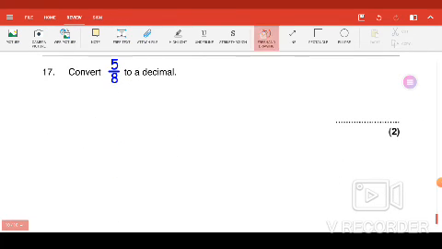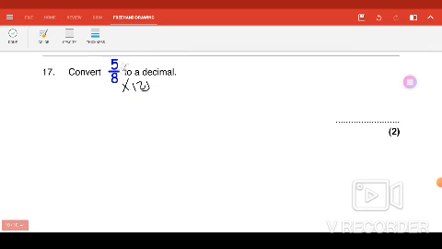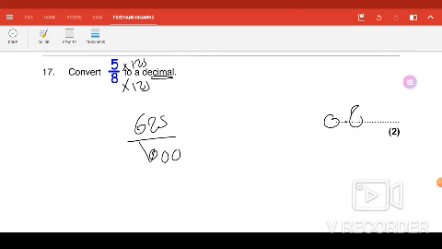5 over 8, multiply this by 125, 625 over 1000, decimal, it will be 0.625.